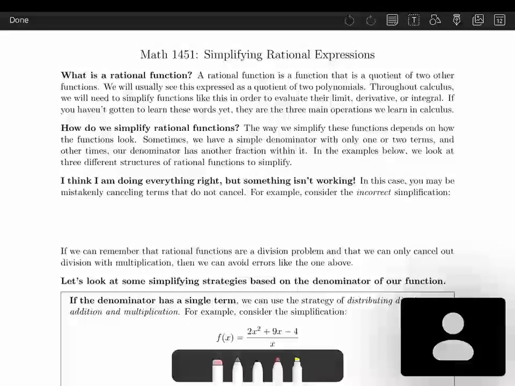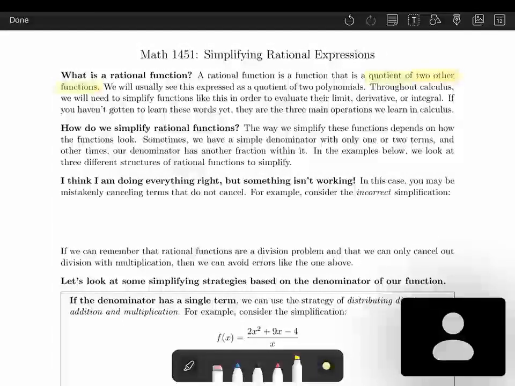So a rational function is just a quotient of two other functions. So I'm going to go ahead and highlight that. It's a quotient of two other functions. So we're typically going to see this as a quotient of two polynomials, but sometimes we may see something a little bit different. So like I said, throughout calculus, we're going to need to simplify functions like this in order to evaluate their limit, derivative, or integral, the three kind of main topics of this course. So if you haven't gotten to these words yet, that's fine. They're just the three main topics.